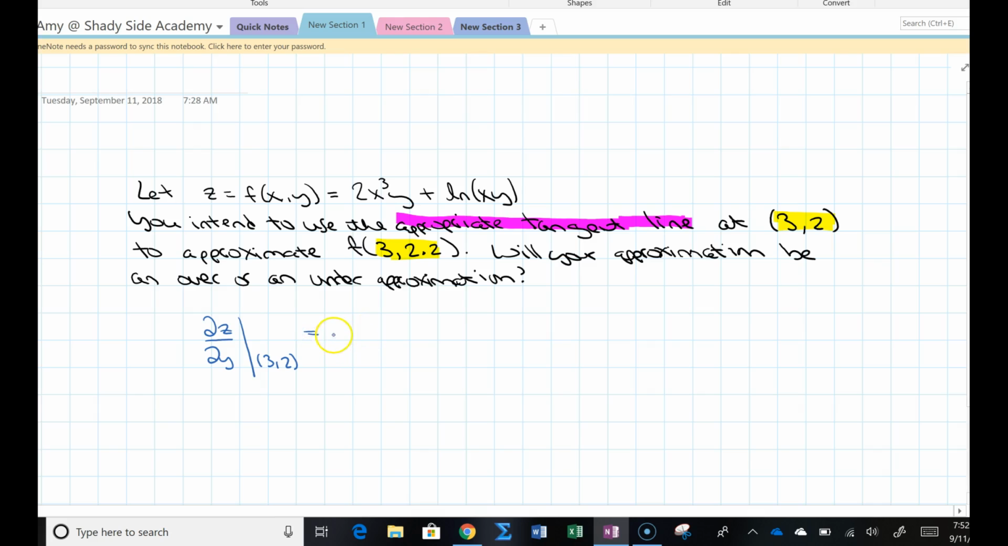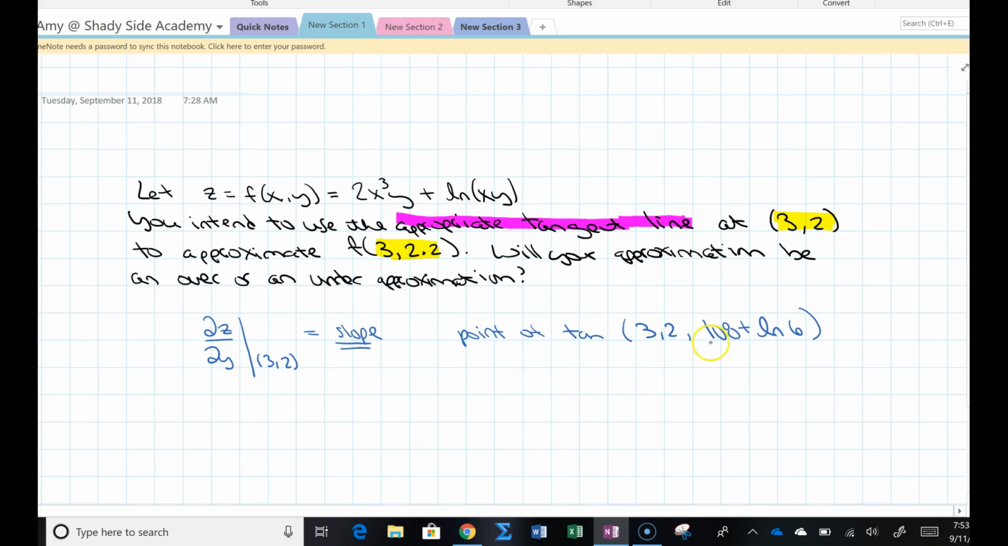This is going to equal the slope. That's the slope of the tangent line. Now, here's what's so very important. When you figure out the point of tangency, the point of tangency is 3, 2, let's see, this is 2754, so 108 plus the natural log of 6, right?